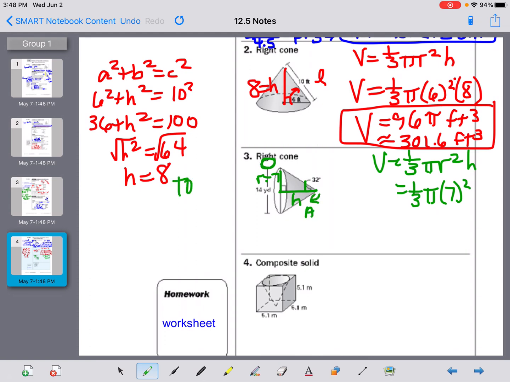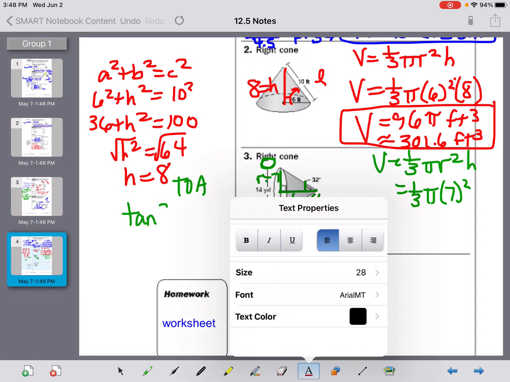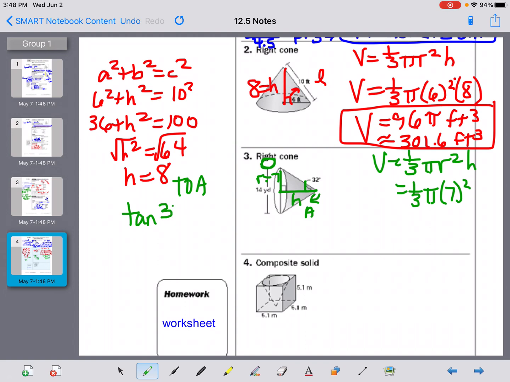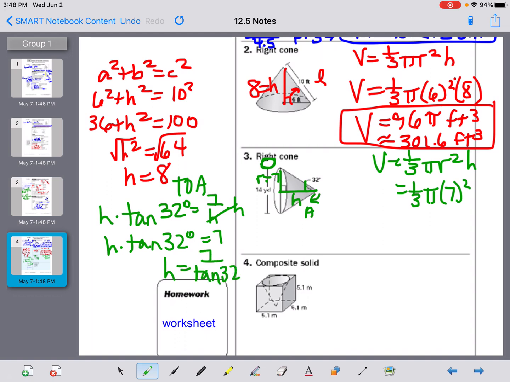Looks like I'm going to do a little TOA work on the side. Tangent of 32 degrees equals its opposite, which is that radius of 7 over my height. Can't solve for h when it's in the denominator, so I multiply by it. I have h times tangent of 32 degrees equals 7. I need to get h by itself, so I'm going to divide by tangent of 32. Make sure your calculator's in degree mode. 7 divided by tangent of 32, and I get about 11.2.